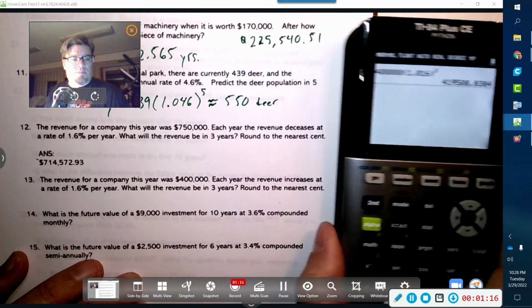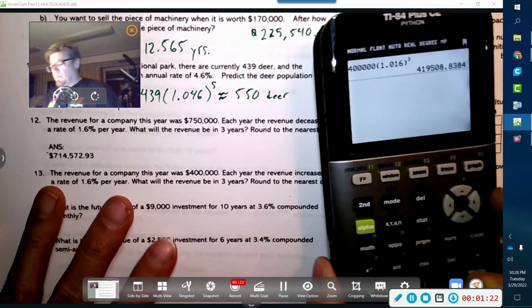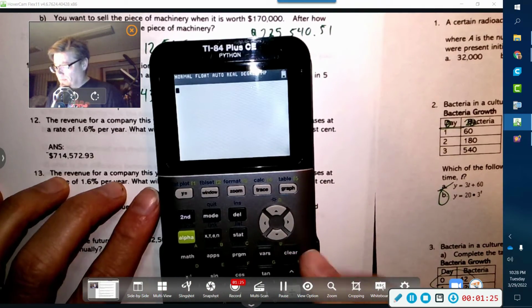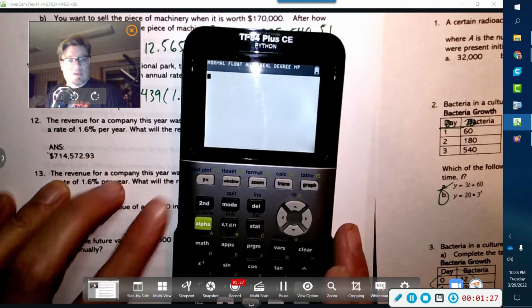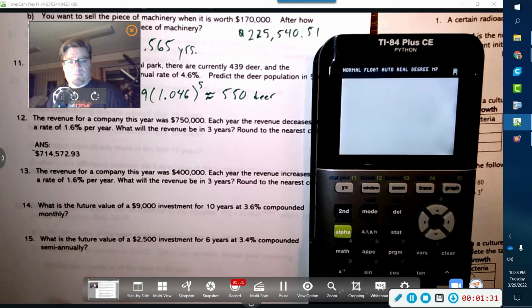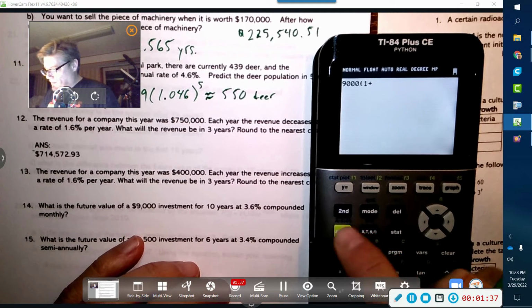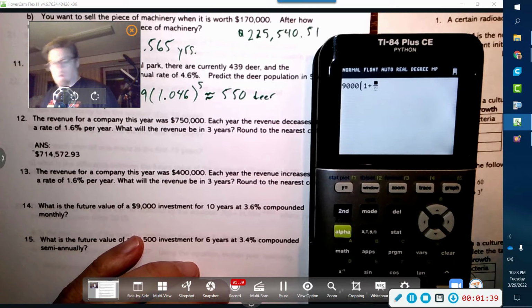Next one. I've got a $9,000 investment for 10 years, and it's going to be compounded monthly. So this one I'm going to type in very carefully. I'm going to remember that monthly means it's going to have a fraction bar. If you forget the formula, you're doomed before you even start.